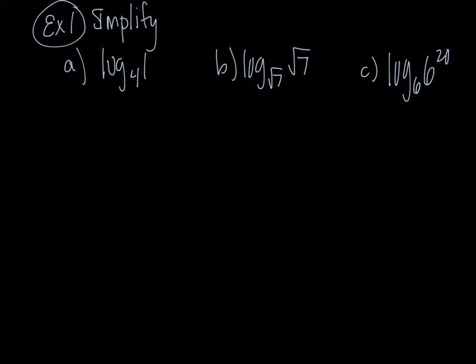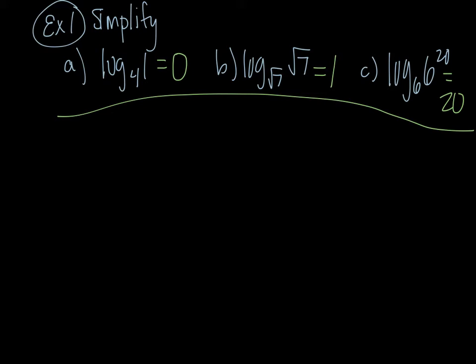Okay, hopefully you tried that on your own before you hit play. But this is going to equal 0 because 4 to the 0 equals 1. This one is going to equal 1 because the square root of 7 to the first power is going to give you the square root of 7. And this one's going to equal 20. Again, log base 6 of 6, it's essentially the 20 is what's left over.